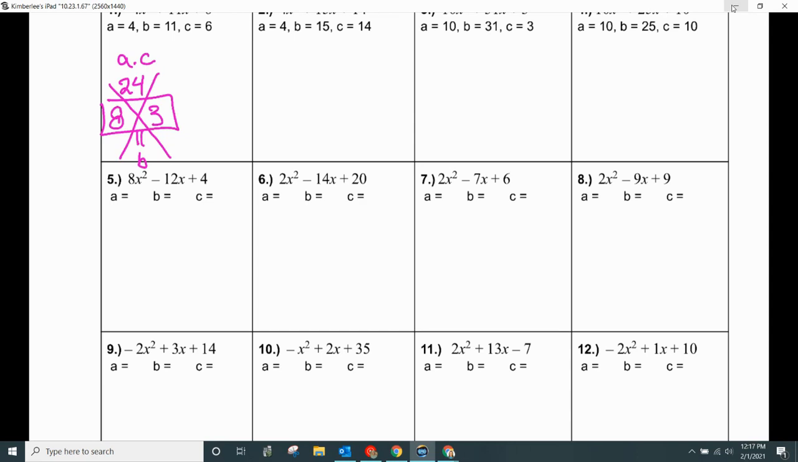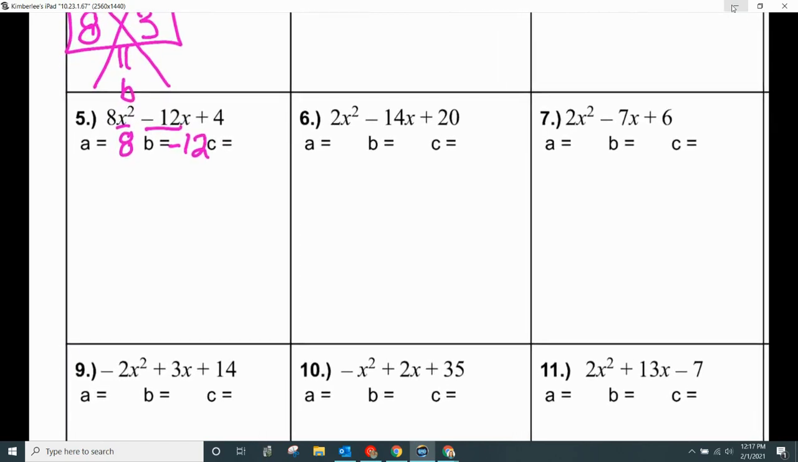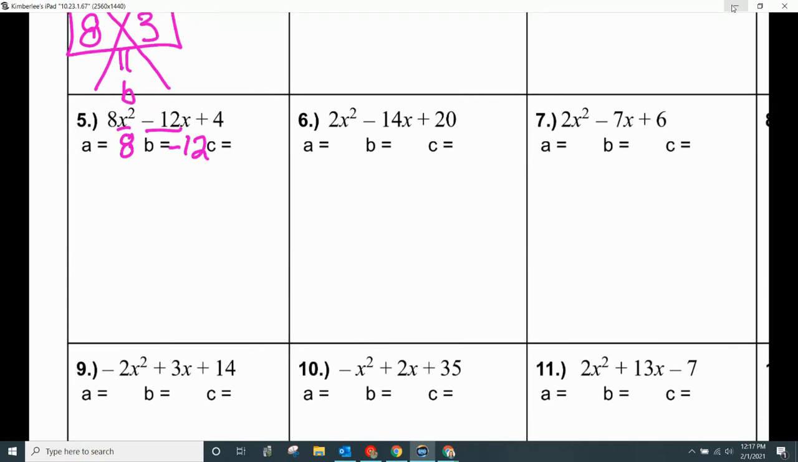A, B, and C are just numbers. So A is the 8, because that's what's in front of X squared. B is, be careful, negative 12. Let me zoom in here. C is 4, the number on the end. So make sure you're able to identify A, B, and C, and their sign. Be careful, the sign has to go with them. Notice there's no X's in A, B, and C. A, B, and C are just the numbers in front.